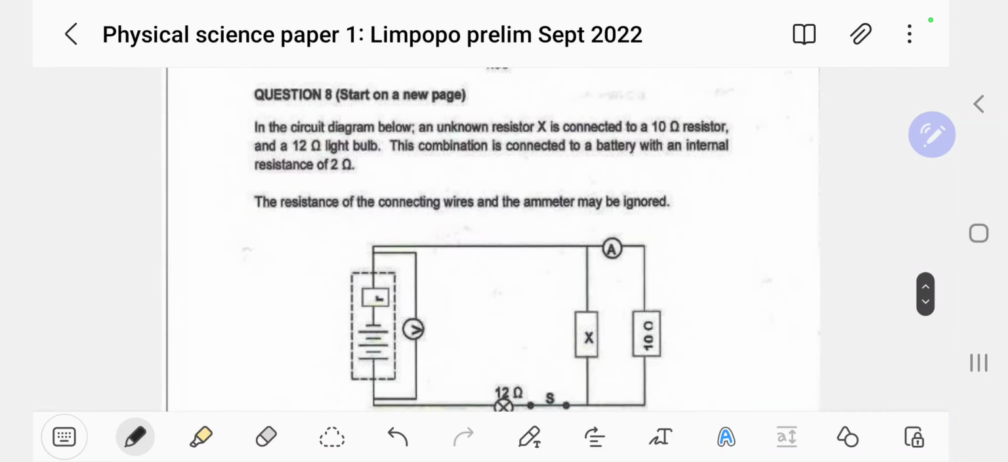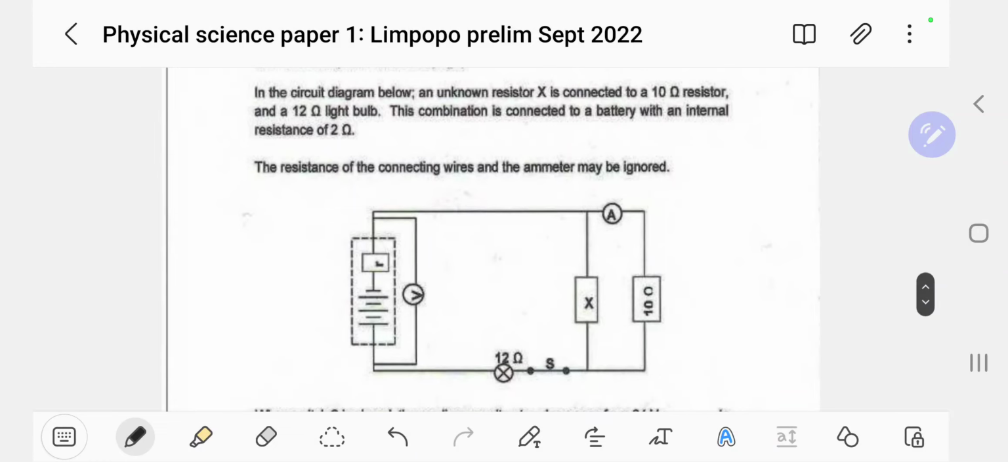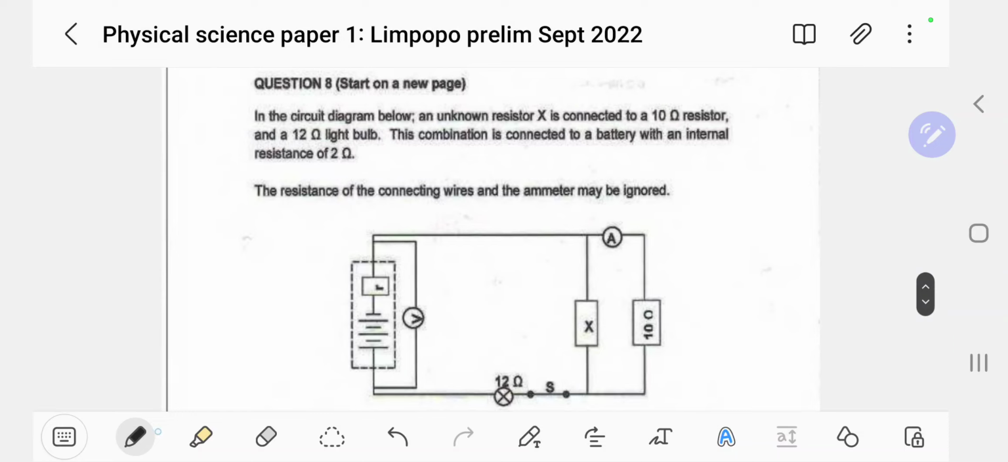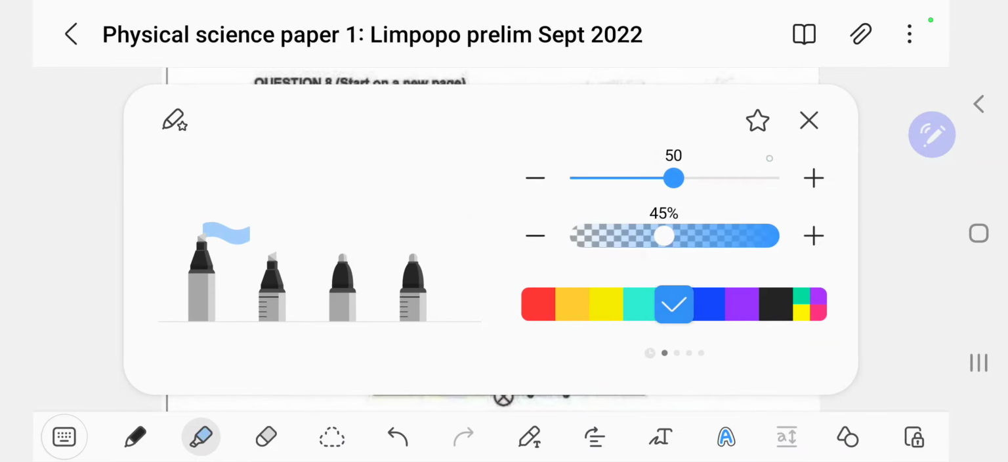Let's quickly run through question 8. Question 8 is electric circuits. You see, this is like Newton's laws of motion in electricity. It's hectic. In the circuit below, an unknown resistor X is connected to a 10 ohm resistor and a 12 ohm light bulb. Okay, this combination is connected to a battery with an internal resistance of 2 ohms.